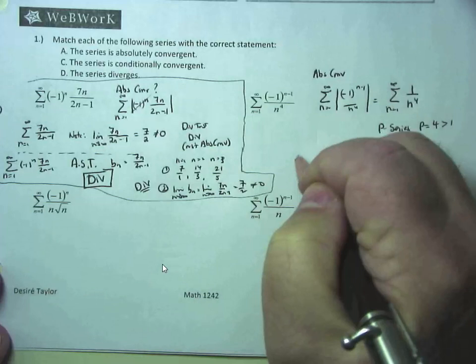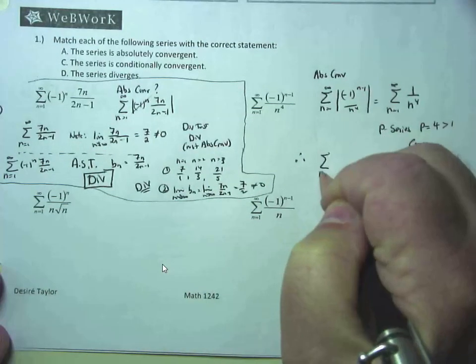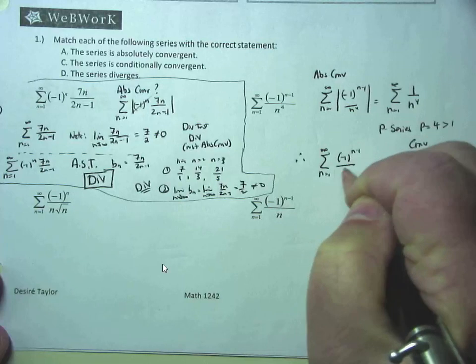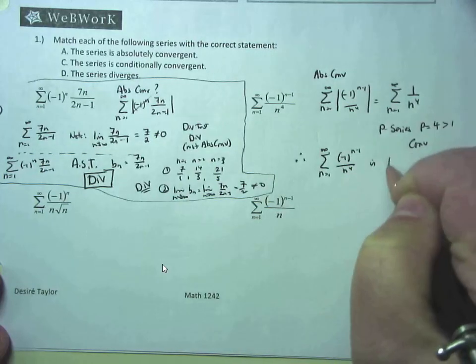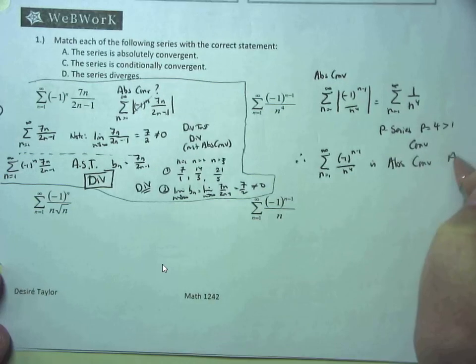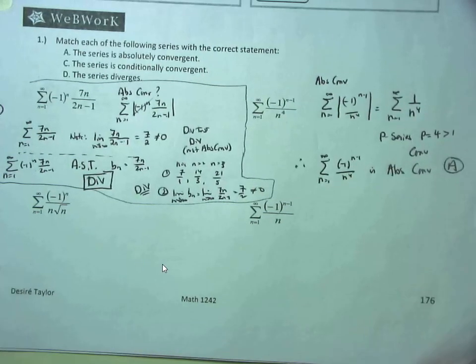Which means, therefore, this series, the sum as n goes from 1 to infinity of negative 1 to the n minus 1 over n to the 4th, is absolute convergent. The answer for this one would be A. Does that make sense?